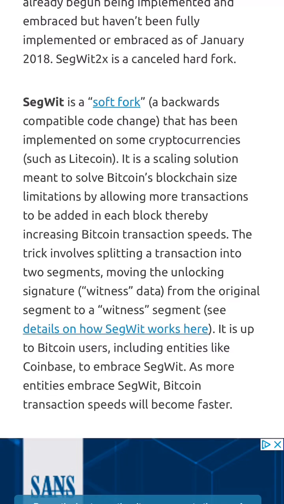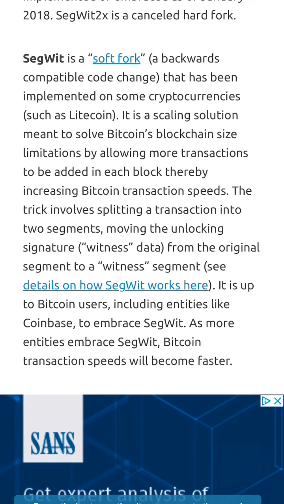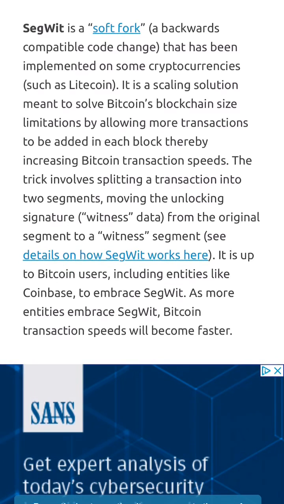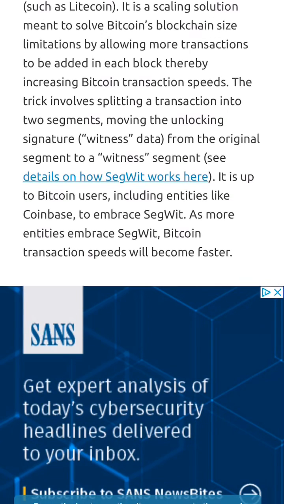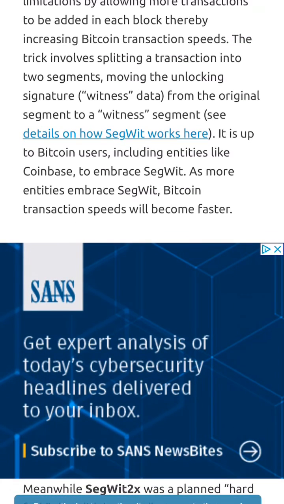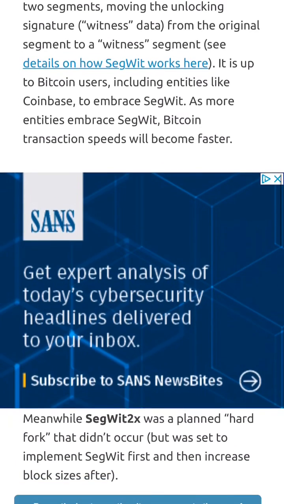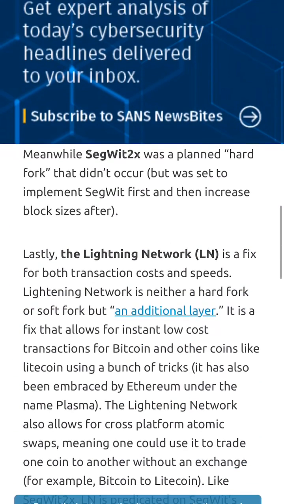The original SegWit is a soft fork, a backwards compatible code change that has been implemented on some cryptocurrencies such as Litecoin. It is a scaling solution meant to solve Bitcoin's blockchain size limitations by allowing more transactions to be added in each block, thereby increasing Bitcoin's transaction speeds. The trick involves splitting a transaction into two segments, moving the unlocking signatures, witness data, from the original segment to a witness segment. See details on how SegWit works here. It is up to Bitcoin users, including entities like Coinbase, to embrace SegWit. As more entities embrace SegWit, Bitcoin transaction speeds will become faster.